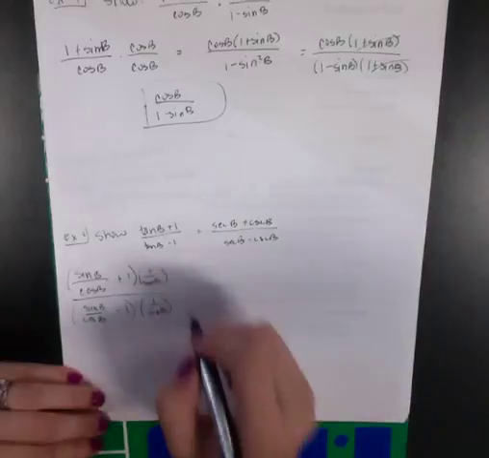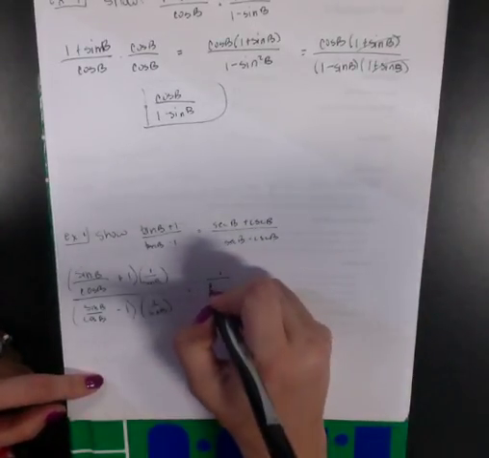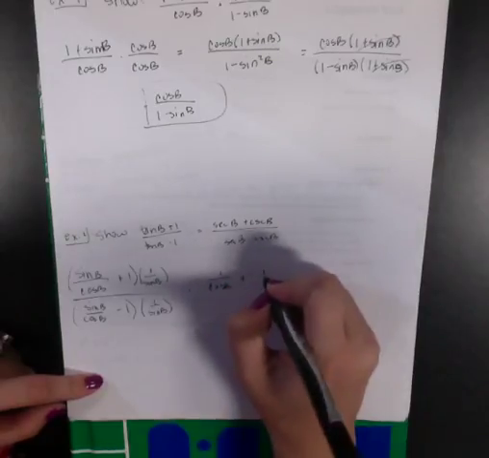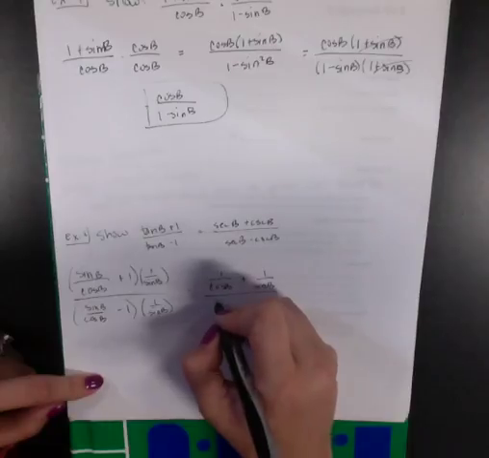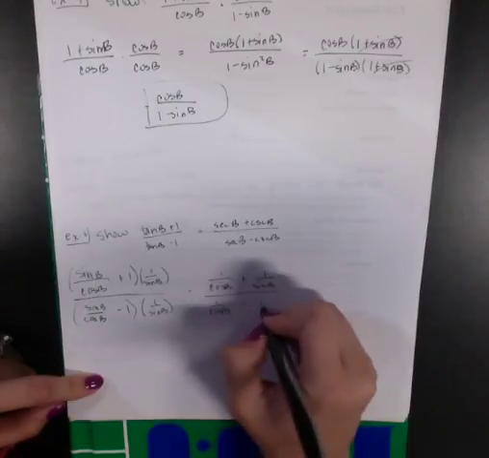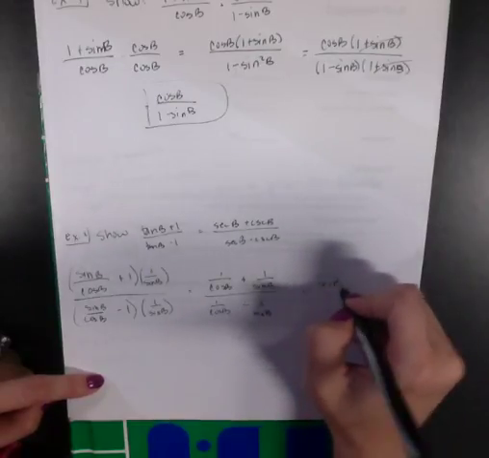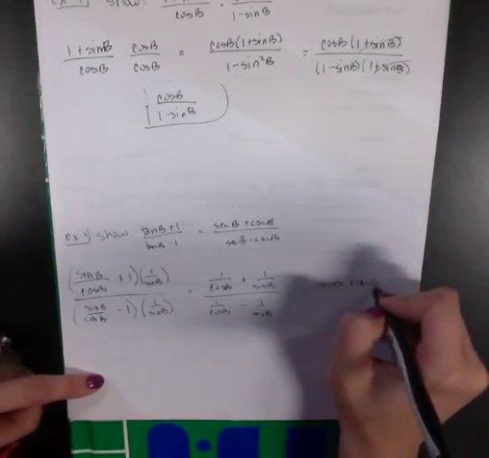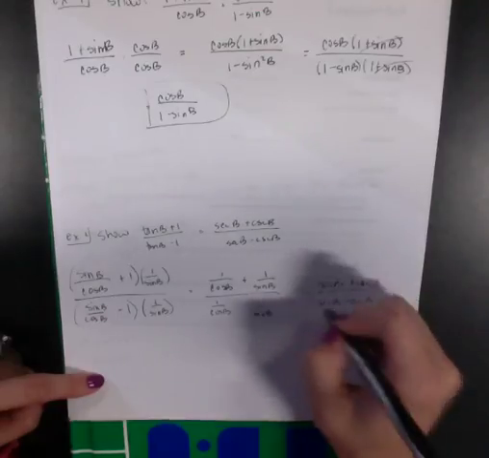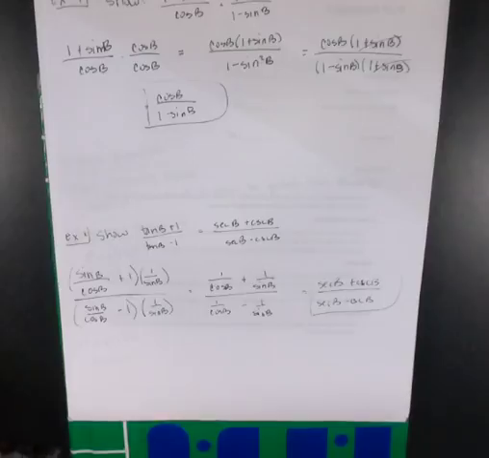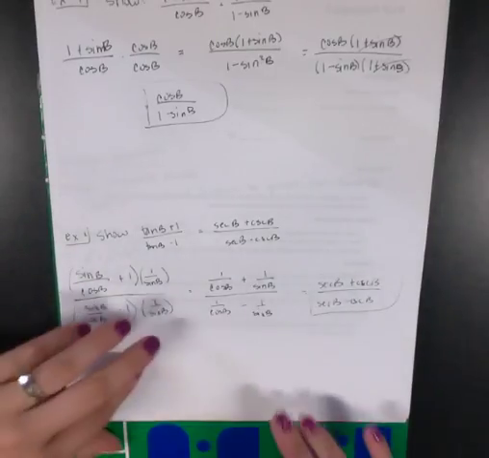If I do this, my sine of b's cancel here, so I have (1 over cosine of b plus 1 over sine of b) over (1 over cosine of b minus 1 over sine of b), which is (secant of b plus cosecant of b) over (secant of b minus cosecant of b). And I'm done. Okay, just creating some new identities here.